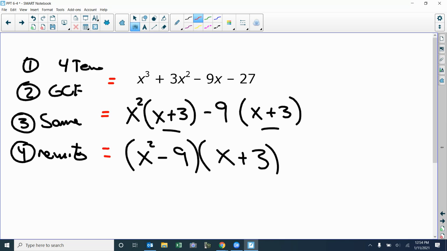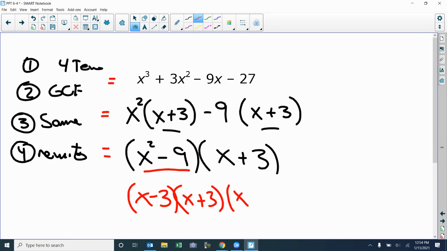Now we're ready to see if we can factor anything. In this case, it does. We have the difference of perfect squares here. X minus 3, x plus 3. And we end up with x plus 3. So that's that quick little grouping problem.